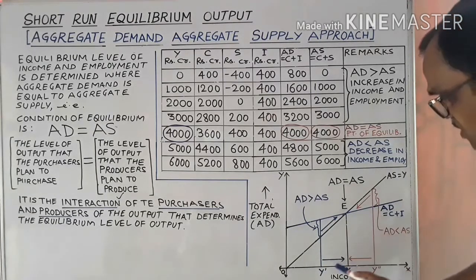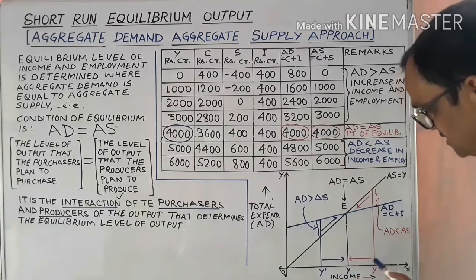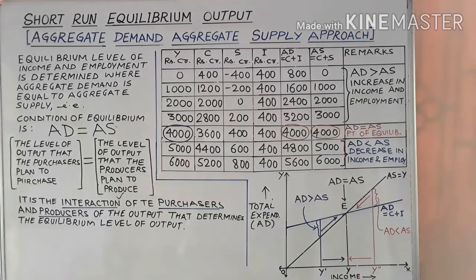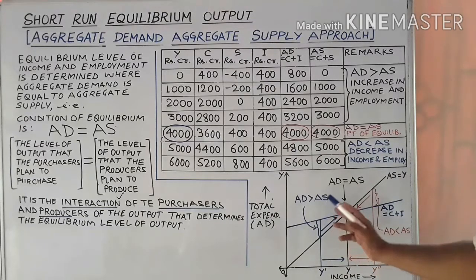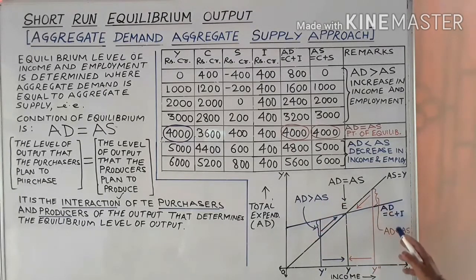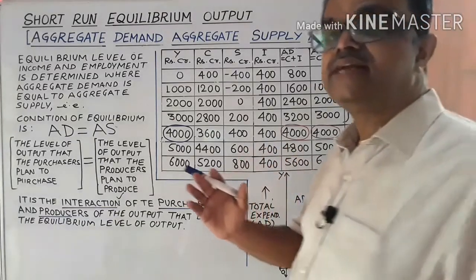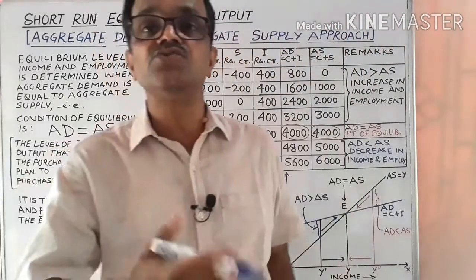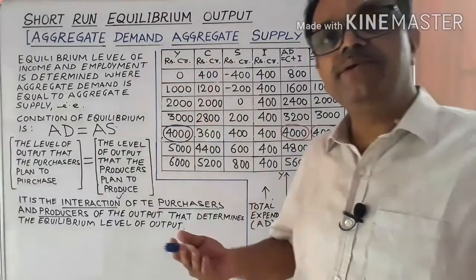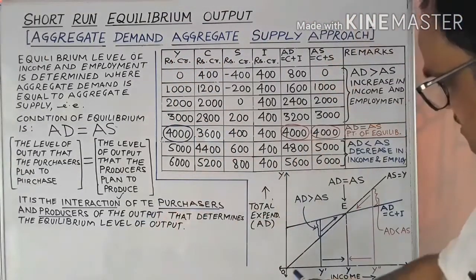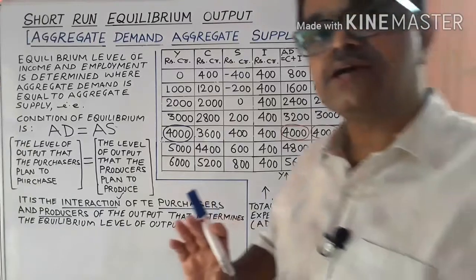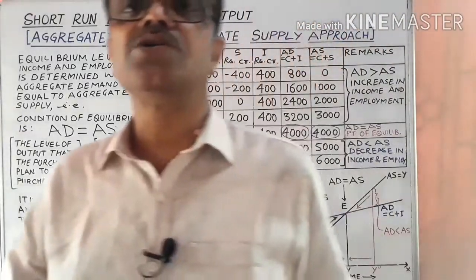The equilibrium would never be established at OY dash or OY double dash because of the tendency to shift. Means if AD is more than or less than the aggregate supply, then there would be an interaction between AD and AS, and that will lead to ultimate equilibrium. That is, equilibrium can only be established at OY level of income where the AD is equal to AS.